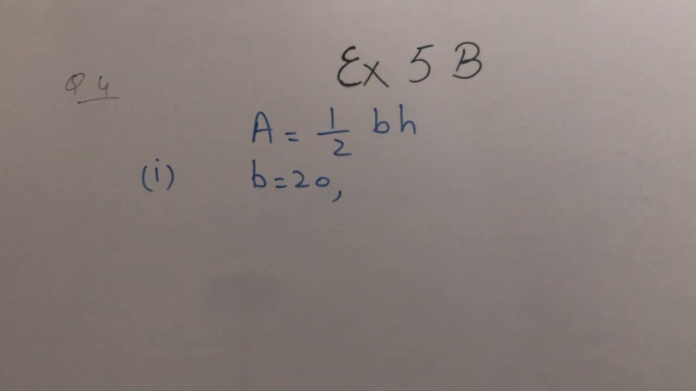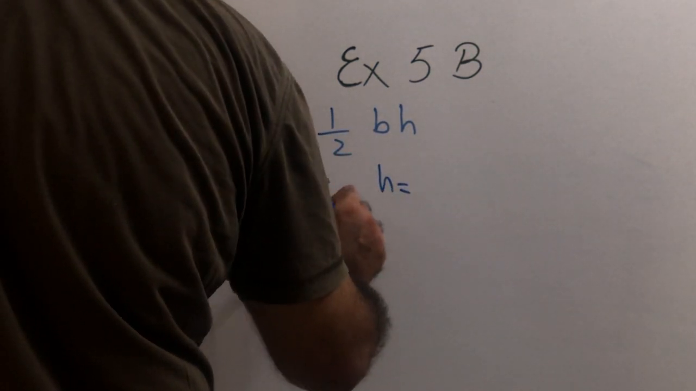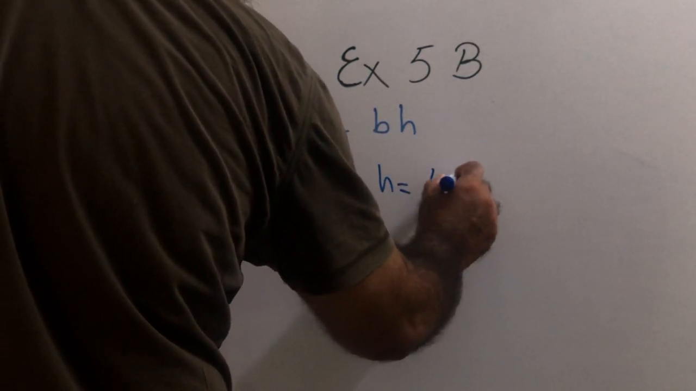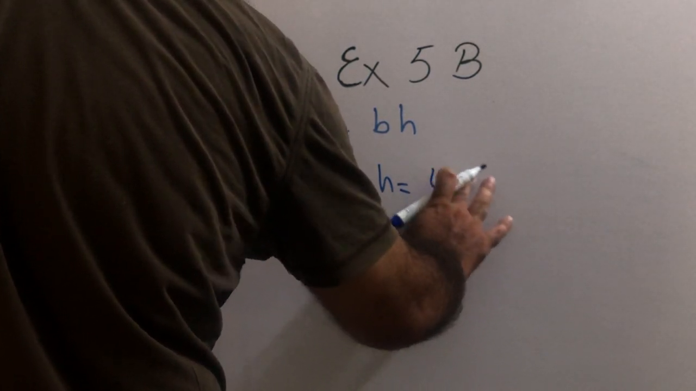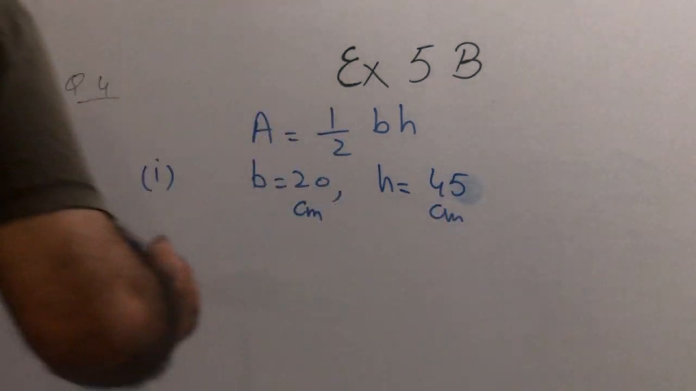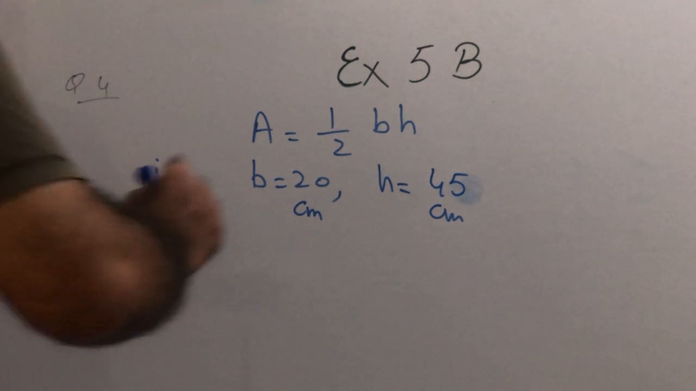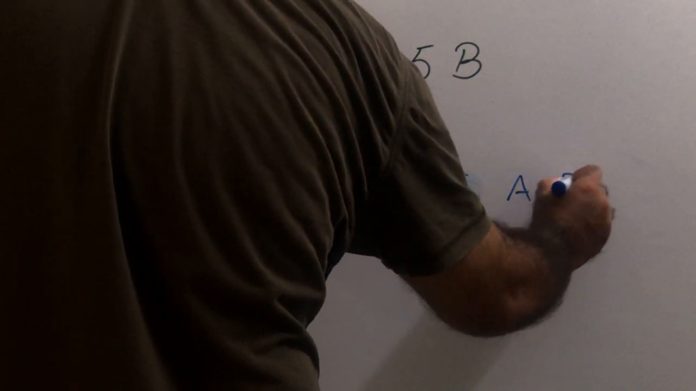Okay. So they say in part 1, if B is equal to 20 centimeter, H is equal to 45 centimeter, then find the area of the triangle. We need to find the area.